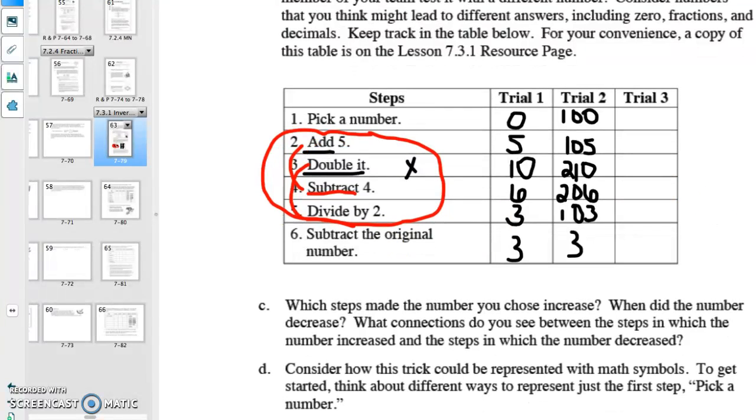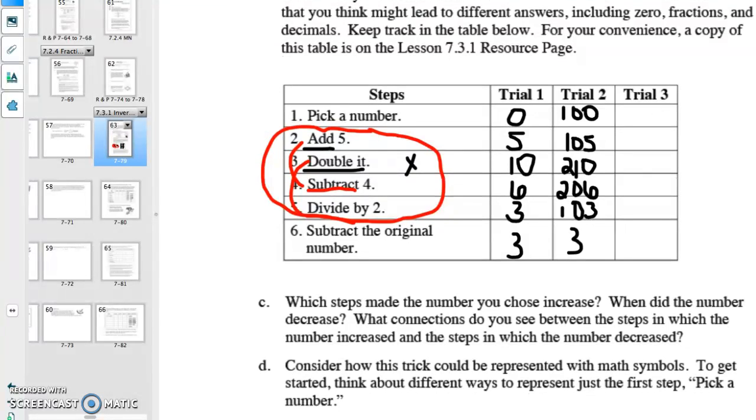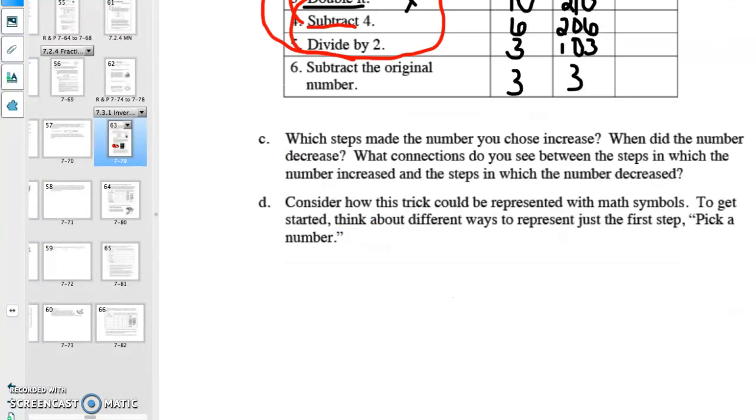All right, D is a really good question. It says, how would we, or consider how this trick would be represented with math symbols. To get started, think about different ways to represent the first step of pick a number. Well, this is really important because it's going to be something we build on in the upcoming questions.